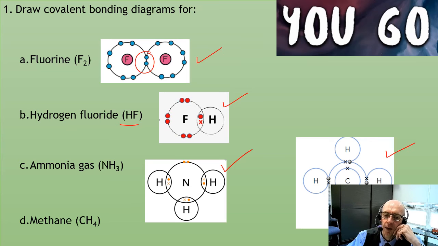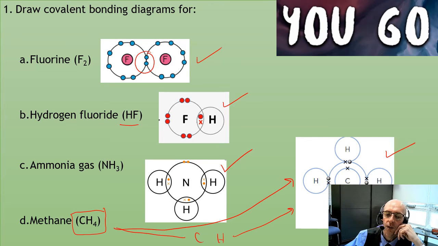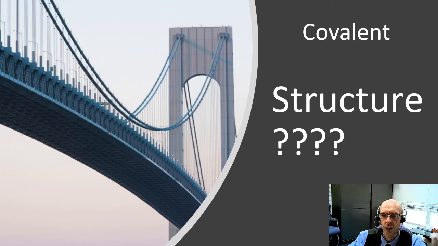Now you need to be able to represent the covalent bonding in any of these simple substances. Either they give you the formula and you draw out the structure, or they just give you carbon and hydrogen and you work out, by drawing out the structure, the formula. And then you'd be able to answer any of the questions on this. Now, the next question is, for covalent substances, what is the structure?